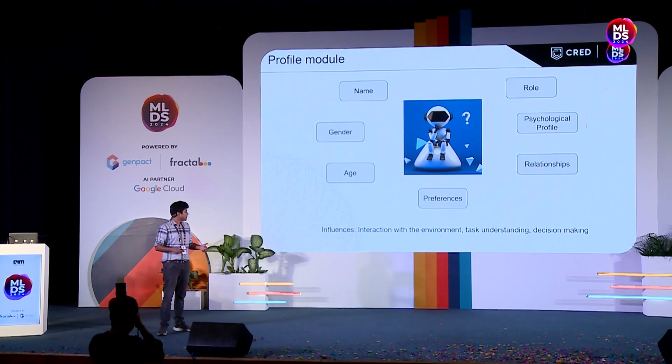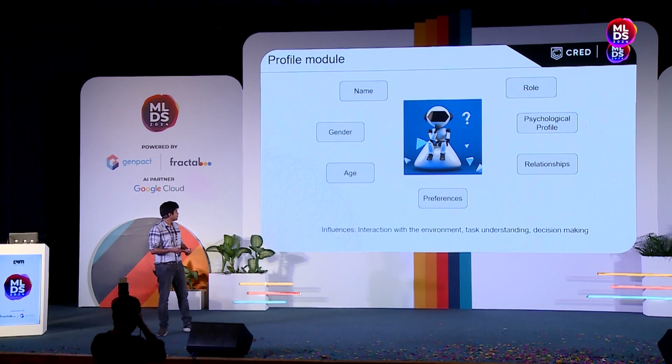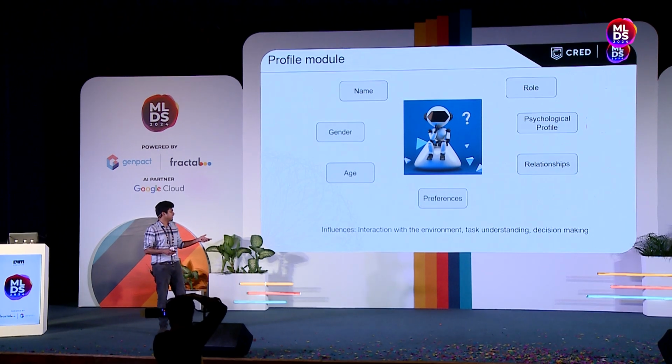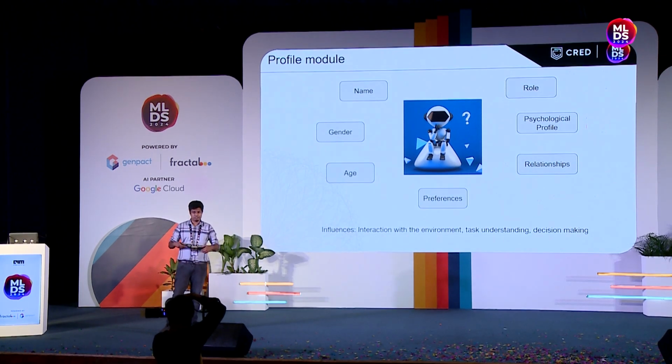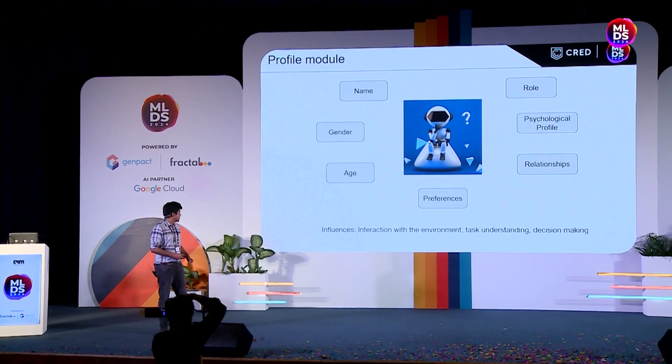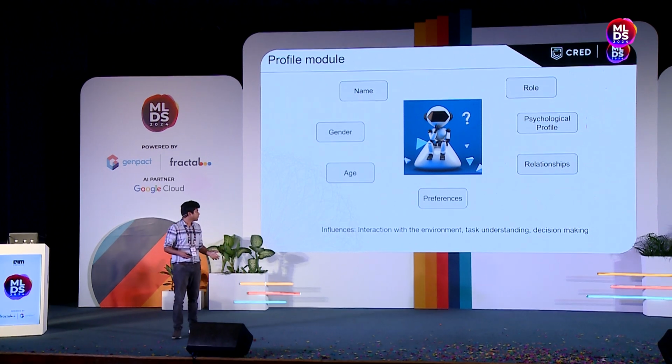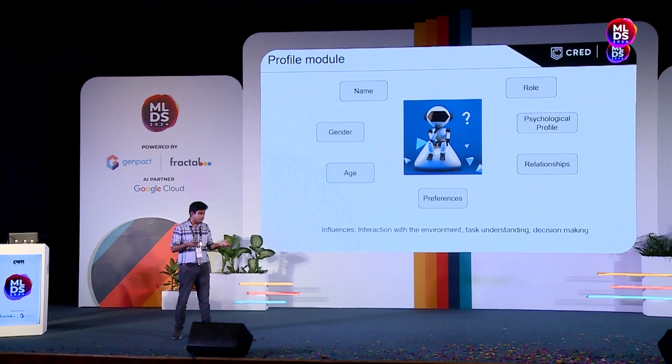Right. So what are some of the things that we can include in the persona of the agent? Of course, there are things like age, gender, demographic, psychological profile, and even its relationships with some other agents. This affects how the agent is going to perceive the world around it, how it's going to interpret tasks, think about how to navigate the environment, and it will also affect its entire planning and decision-making process.